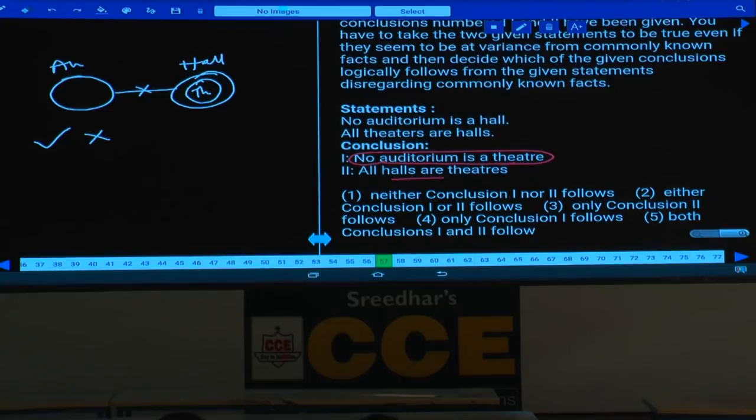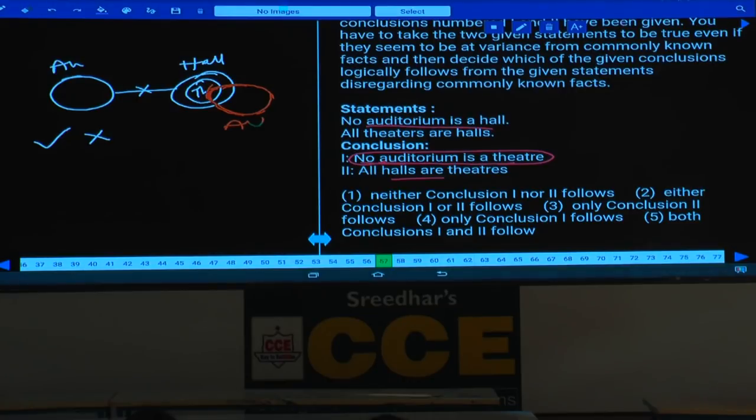Now in order to make this one false, we should prove its complementary pair by drawing the alternate diagram. Tell me what is the complementary pair to this one. No auditorium is a theatre means we need to prove some auditoriums are theatres. As some auditoriums are theatres, auditorium and theatre must intersect like this. Now tell me whether we can draw like this. If you draw auditorium like this, then only no auditorium is a theatre will be false, isn't it? But if you draw like this, then one of the statements, no auditorium is a hall, will be false, because some of the auditoriums will be halls. The statement is invalid, so the alternate diagram cannot be drawn.